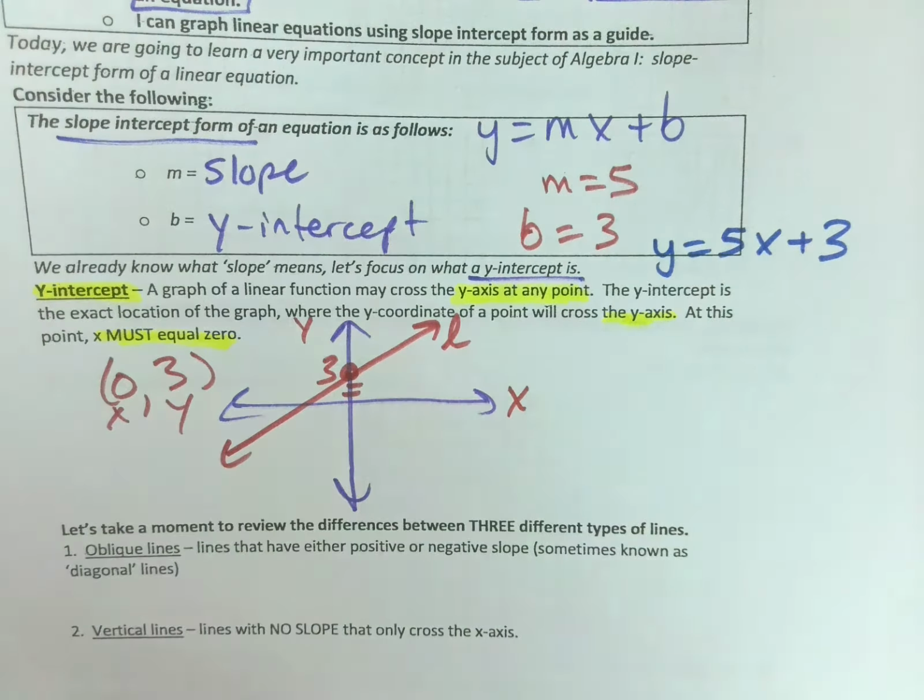Let's go through, guys. I'm going to give you the next couple minutes to look over our 3 kinds of lines here. We've got oblique, which is a fun word to say, vertical, and horizontal.